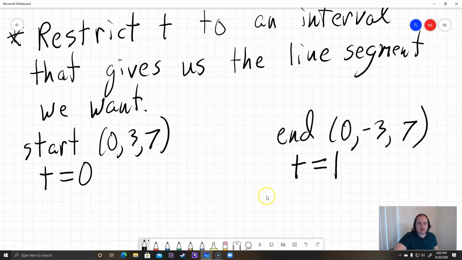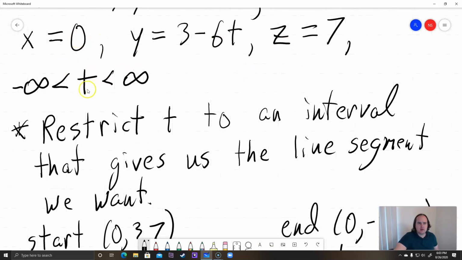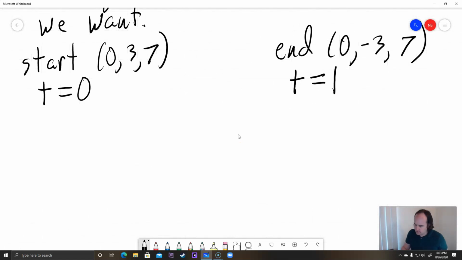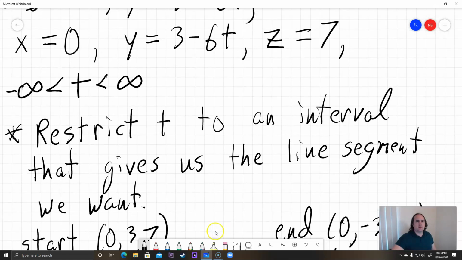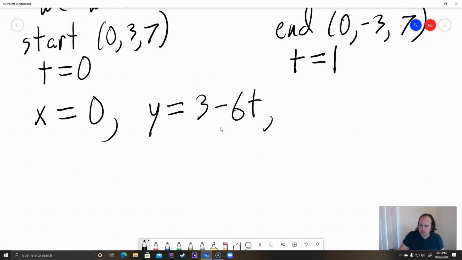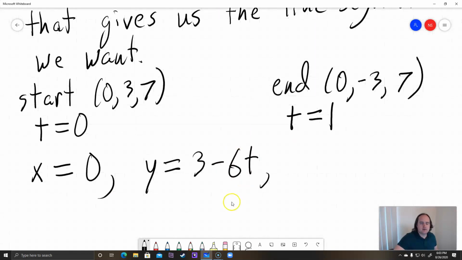But then how do you actually write your answer? Well, you use the same parametric equations as you had for the line. It's just t is going to start at 0 instead of negative infinity, and it's going to end at 1 instead of positive infinity. Okay? So we're going to write down the exact same parameterization. So we're going to say x equals 0, and then we said our y was 3 minus 6t. And then for our z, we actually had 7. Okay, so z equals 7.